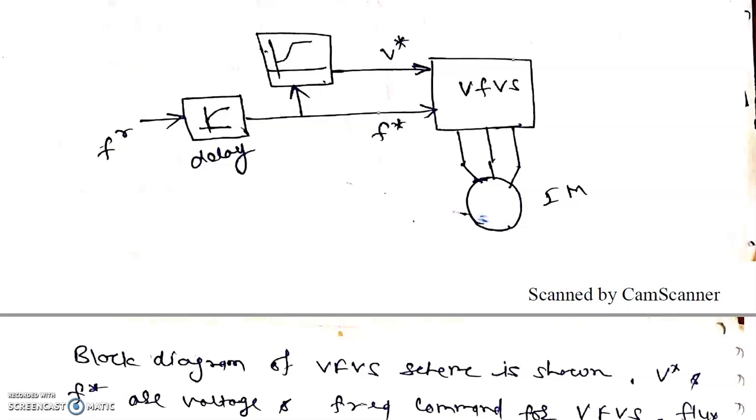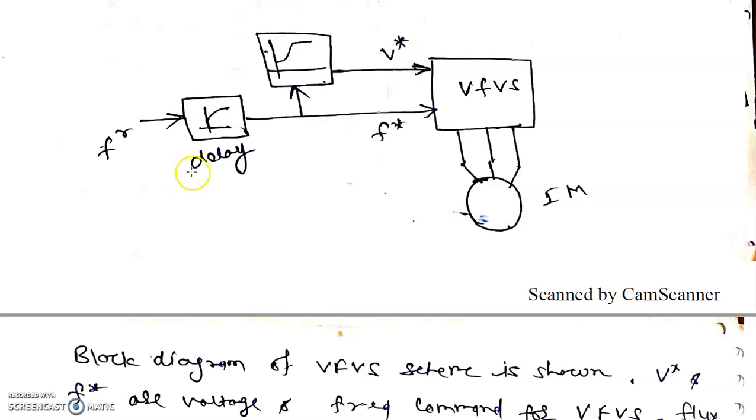Dear students, in the last class we discussed the variable frequency control of induction motor drive, in which up to the base speed we have to maintain the ratio of voltage upon frequency, V by F, constant, and above the base speed we have to keep the voltage constant and vary the frequency.